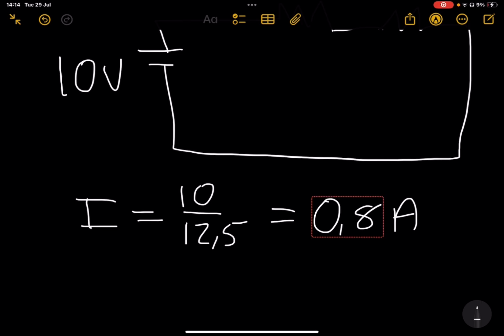All right, so that concludes today's lecture of parallel resistances, parallel and series combo, and then also simplifying the circuits.